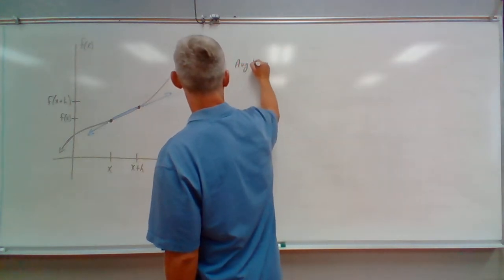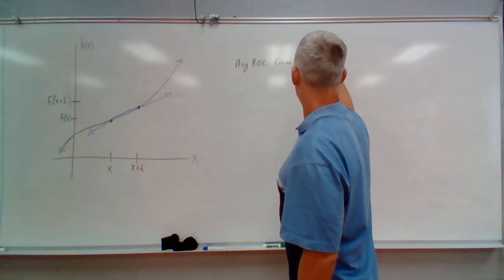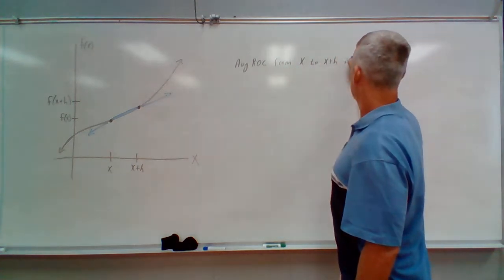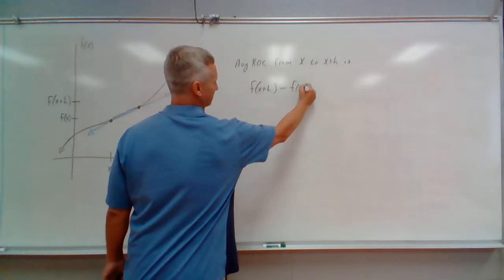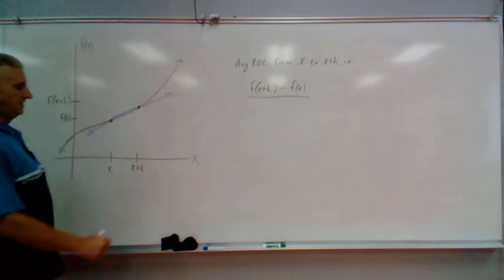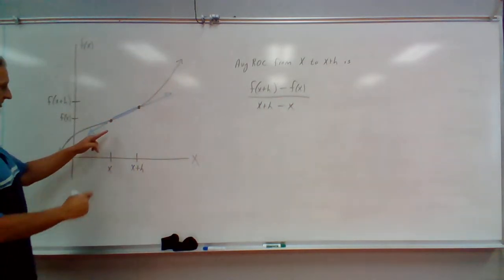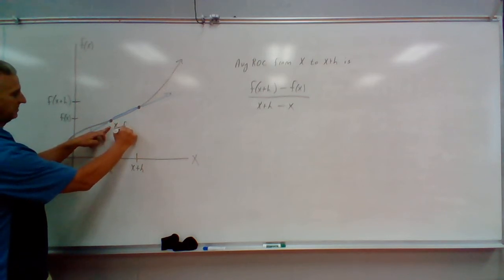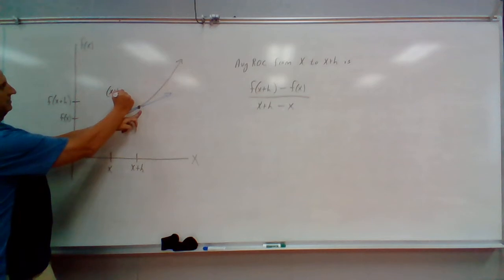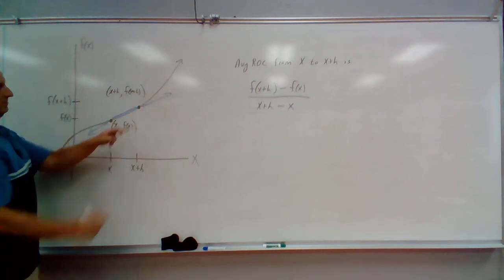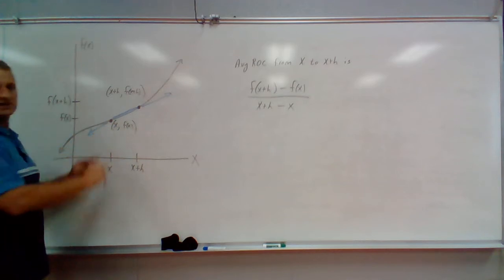So the average rate of change from x to x plus h is f of x plus h minus f of x, subtract these two, over x plus h minus x. Right, let's be really clear where we got that. This point would be x, f of x. This point would be x plus h, f of x plus h. So subtract my y's, f of x plus h minus f of x on the top, x plus h minus x on the bottom.